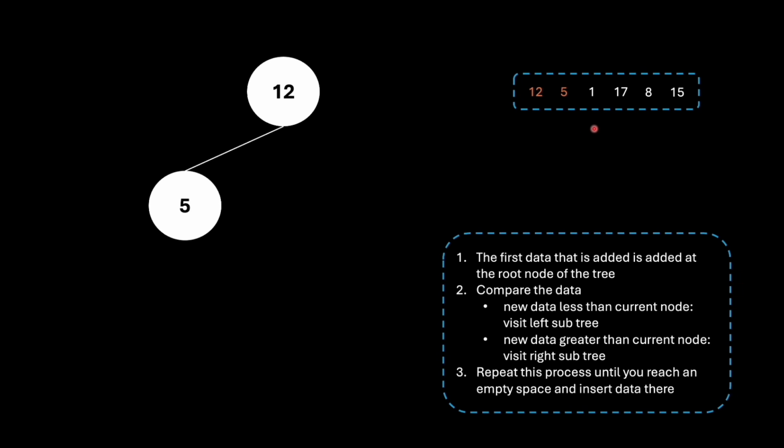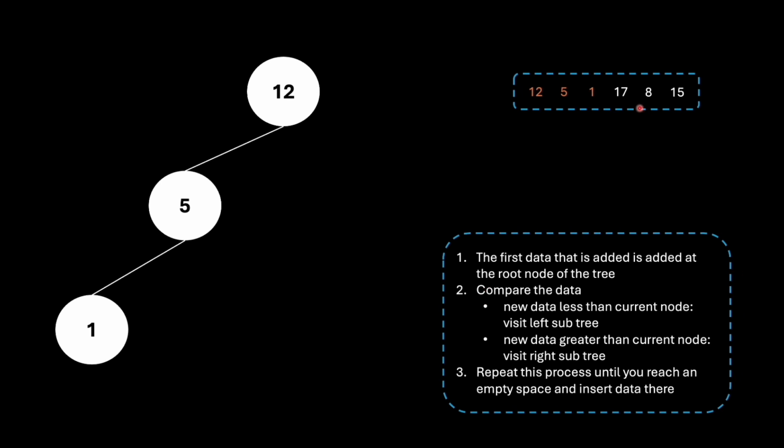Okay, now let's add 1. We will do the same thing. We will compare 1 with 12. So 1 is less than 12, so 1 will visit the left subtree. But we can't add 1 here because we already have 5 here, so we can't override 5. So what we have to do is compare 1 with 5 again. And because 1 is less than 5, it will go to the left subtree. And here we have nothing, so we can add 1 here.